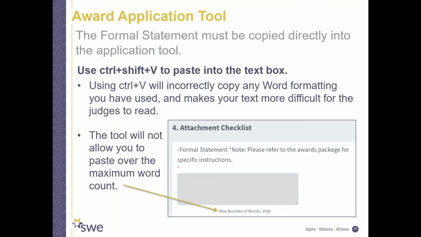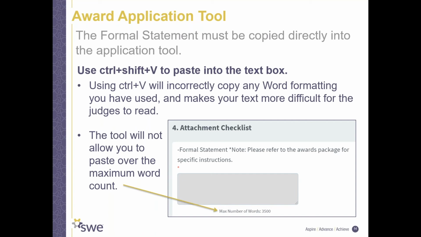A quick note here, when you're applying, the formal statement this year as well as last year will be copied and pasted into a text box in SmarterSelect. So we recommend you use Control-Shift-V to paste only the text. If you use just Control-V for pasting, you will paste in some funky formatting from your Word document.